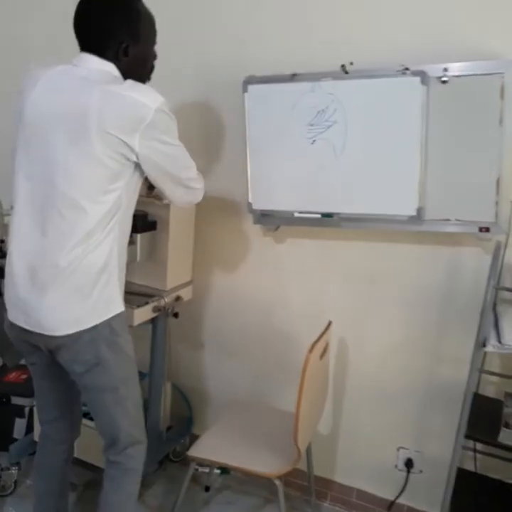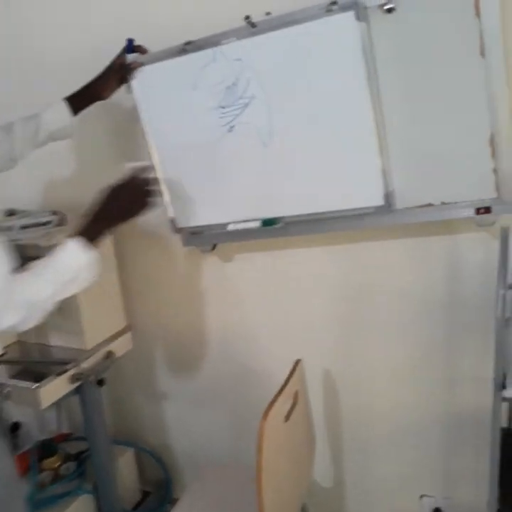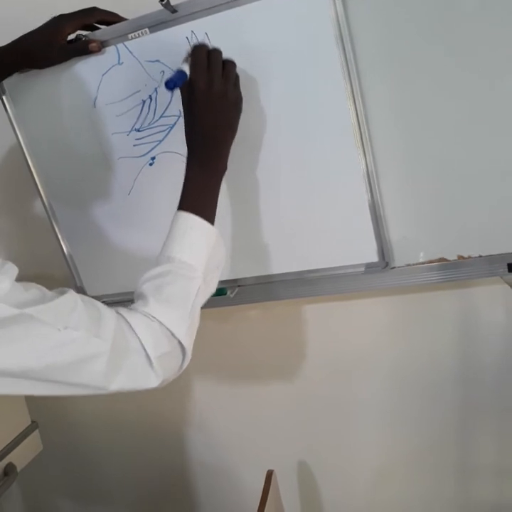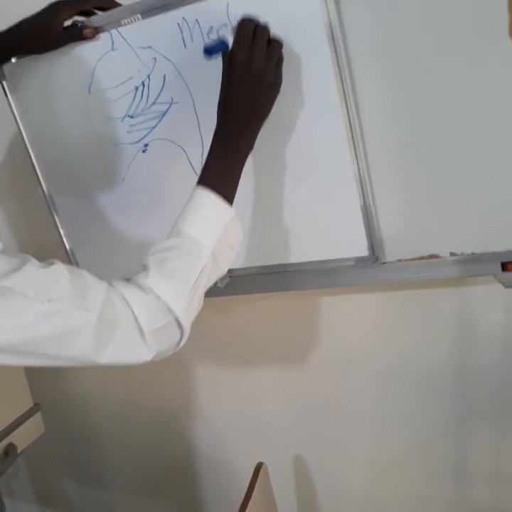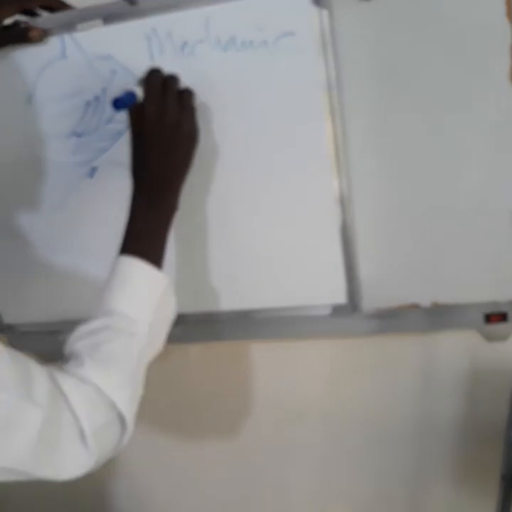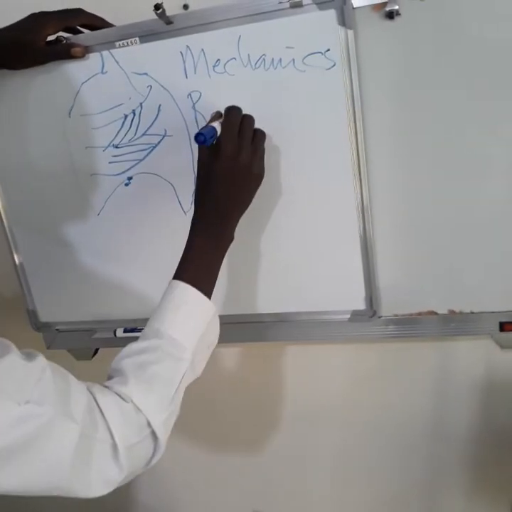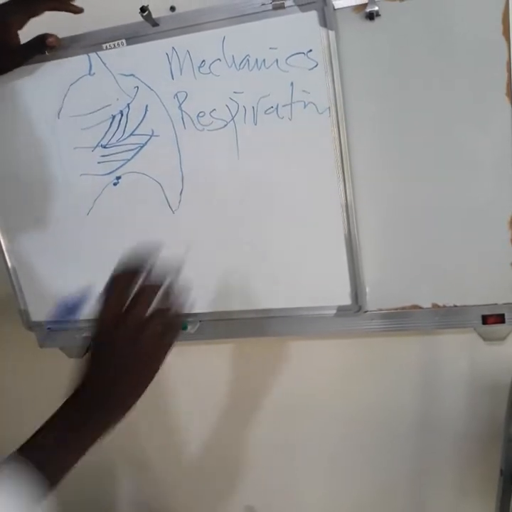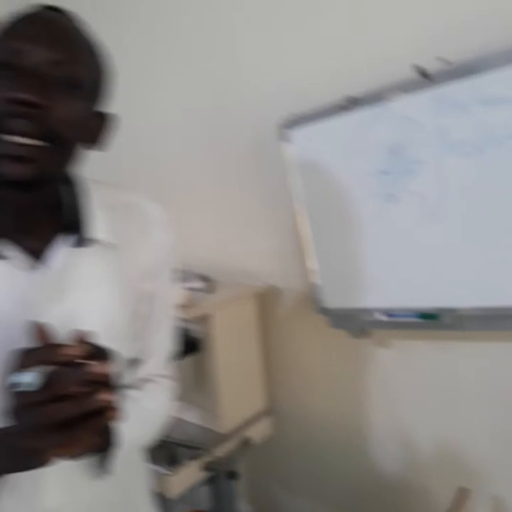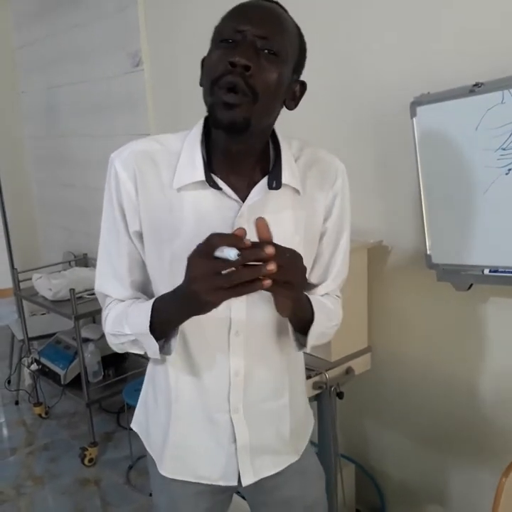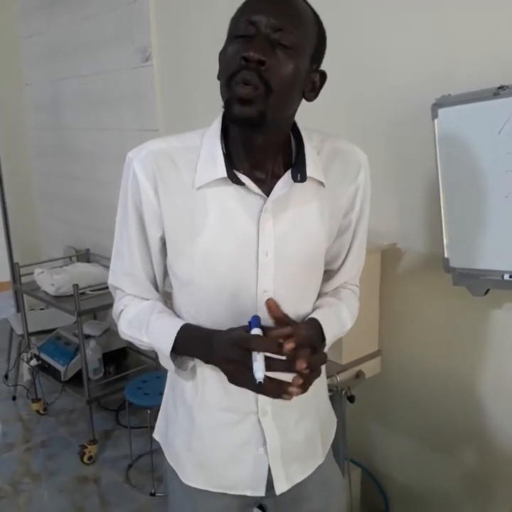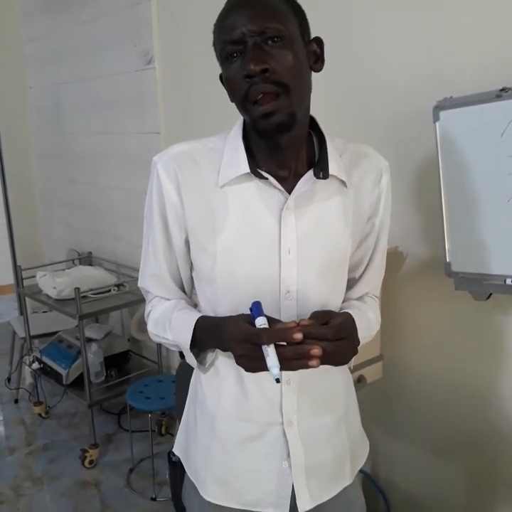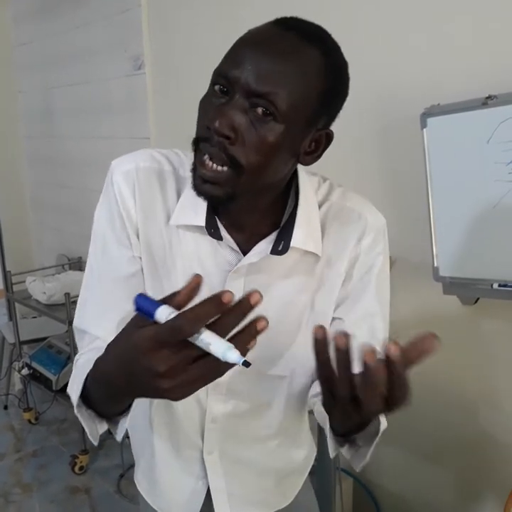Now, in order to explain this, we talk about the mechanics of respiration. What does it mean? During quiet, normal breathing, we take in 500 ml of air and remove 500 ml of air.